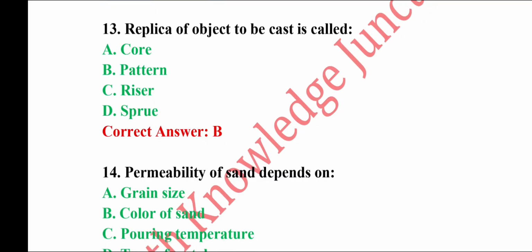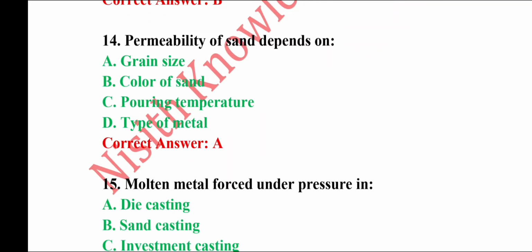The question number 13 is a replica of object to be cast is called. The options are core, pattern, riser, sprue. The correct answer is pattern. The option number B.